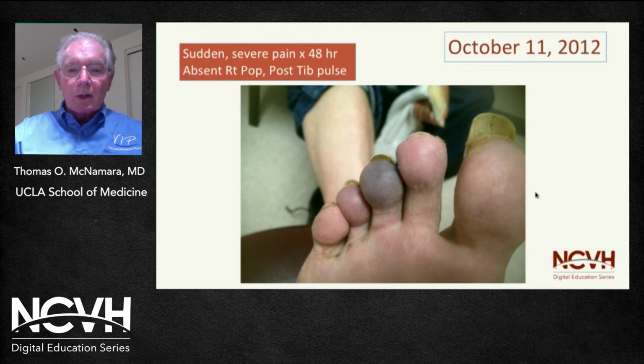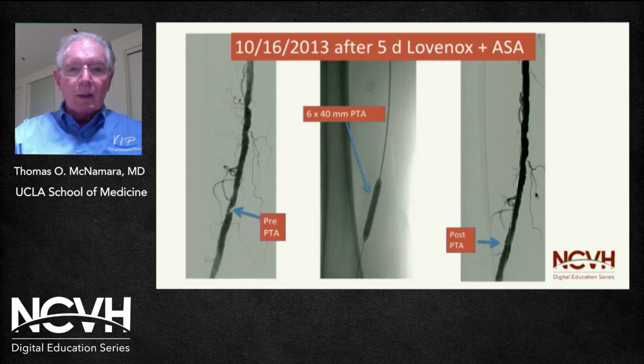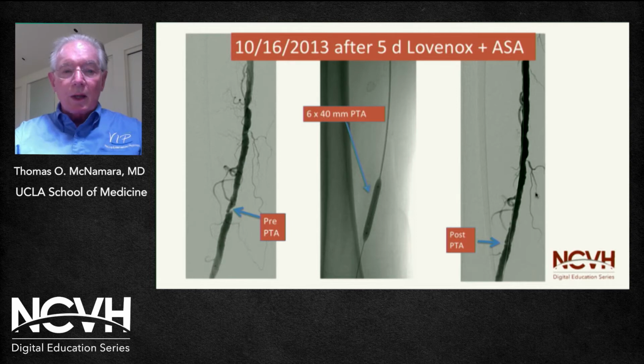Now, this is an example of a patient who had a sudden onset of severe pain in this middle digit 48 hours earlier. On palpation, he has an absent right popliteal pulse and an absent posterior tibial pulse. Angiographically, following 5 days of Lovenox and aspirin to give the systemic anticoagulation a trial to see if that would improve, his toe did not improve. And what we see on the angiogram is a severe stenosis, which responded normally to angioplasty.